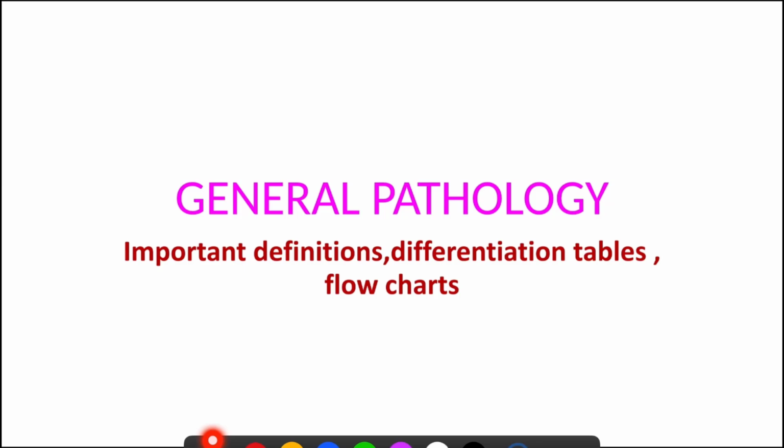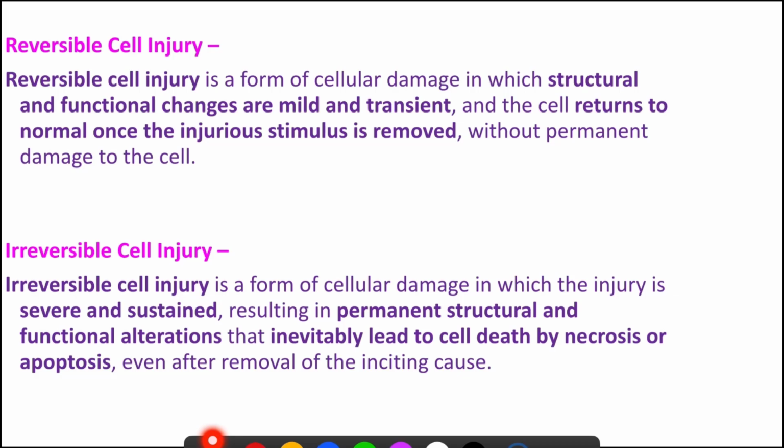Now, there are some important definitions, differentiation tables, and flow charts of general pathology here. I am not going into detail. I will just show how to write definitions, how to make flow charts, and how to write a table in the exam. So here is the definition of reversible and irreversible cell injury.